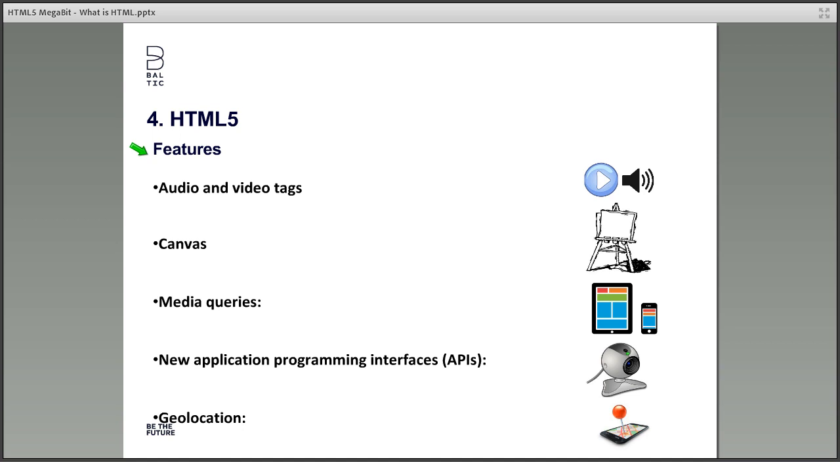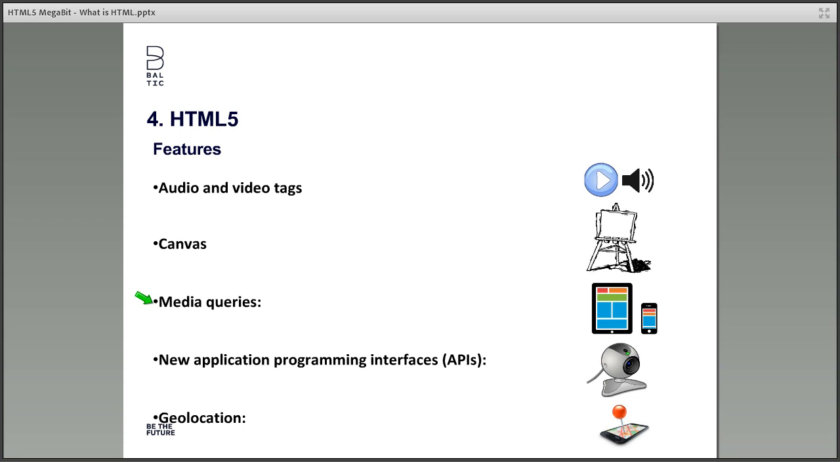So some of the main features of HTML5 include audio and video tags. So it embeds audio and video multimedia using the HTML5 markup tags audio and video. Canvas, so an HTML element that creates a container for graphics and also uses JavaScript to draw the graphics as needed. More on JavaScript in a different video.